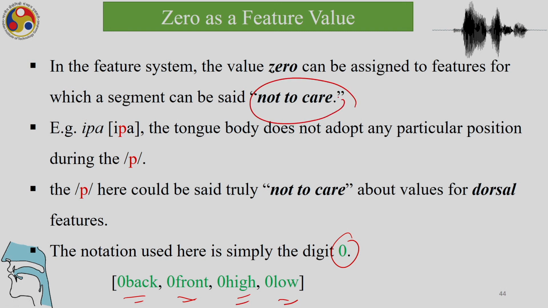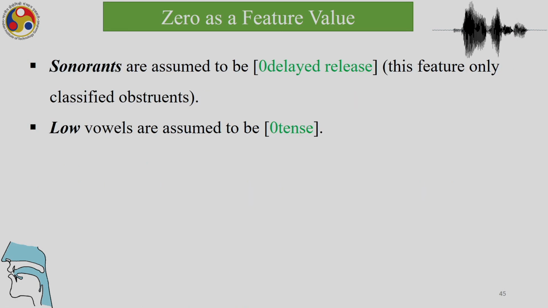It does not care. So the 0 is assigned to features where the feature does not matter. Sonorants are assumed to be 0 delayed release, and low vowels are assumed to be 0 tense, because low vowels never contrast for tense and sonorants never contrast for delayed release.